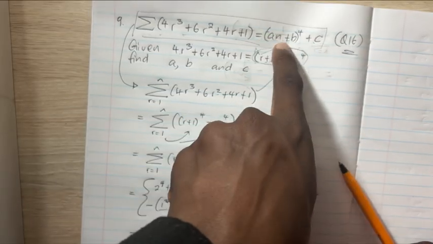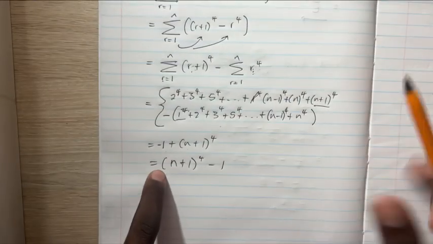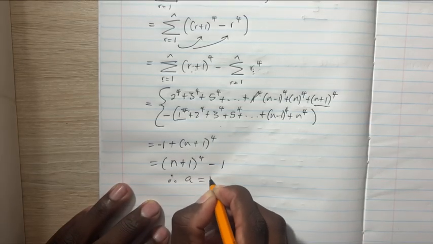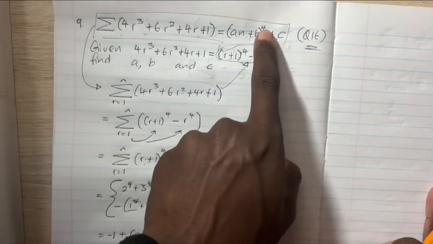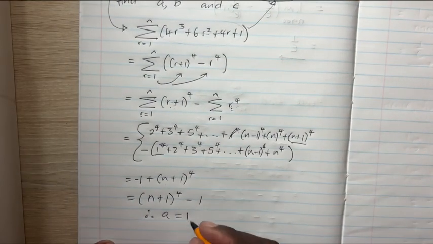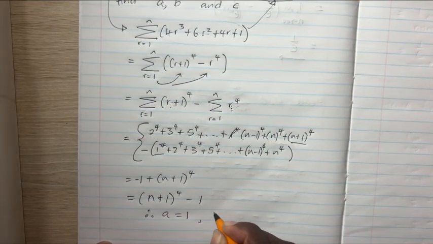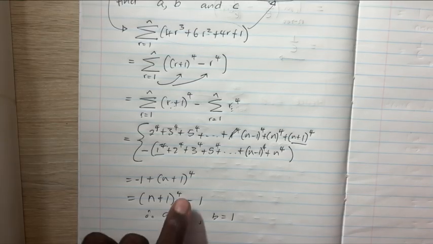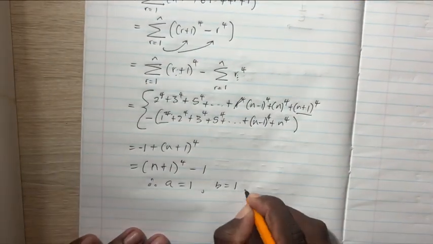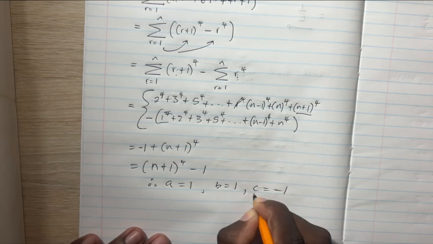Our A is the coefficient of n. That's 1. So therefore, A equals 1. Our B is this 1, so our B is also 1. Our C is the leftover one. It's negative 1. So our C is equal to negative 1.